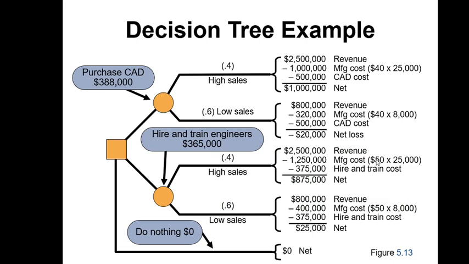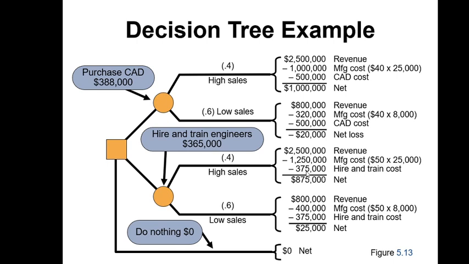Manufacturing cost will be 50 here, if you still remember in the example. If you will hire 3 engineers and you will make it yourself, the cost will not be 40 like in the CAD system, it will be 50. So 50 multiplied by our expected sales, which is 25,000 units, the cost will be 1,250,000. Now again, the cost of hiring, it will cost us to hire 3 new engineers and train them.